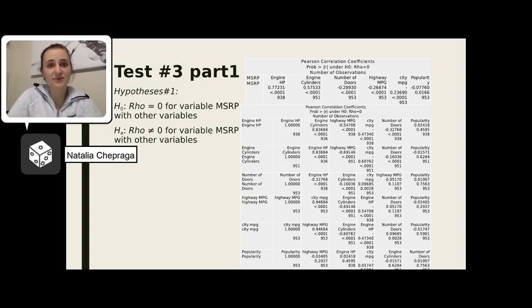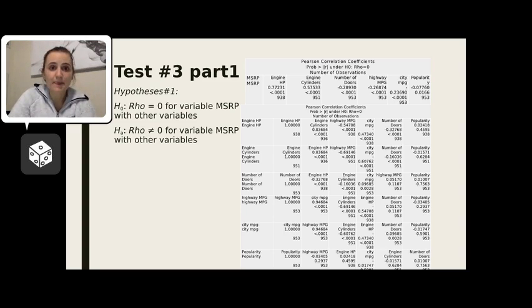The purpose of test number 3 is to test if there are any correlation coefficients between each variable and MSRP. For this procedure, we used all quantitative variables with MSRP. The hypothesis is H0: rho equals 0 for variable MSRP with other variables. HA: rho does not equal 0 for variable MSRP with other variables.